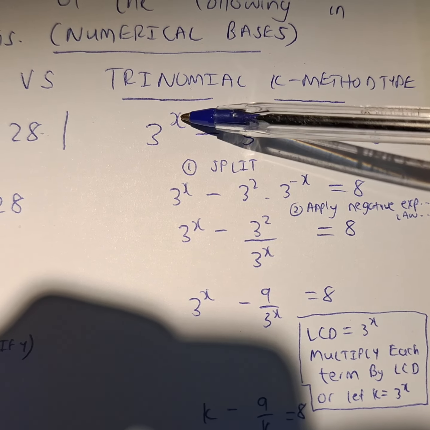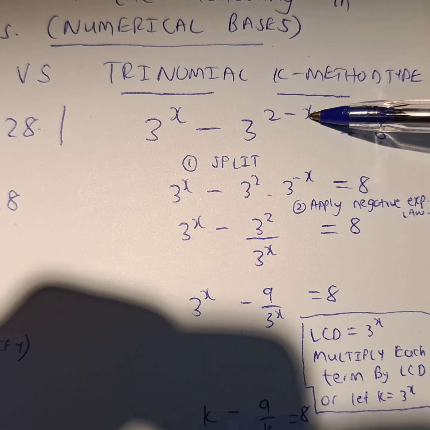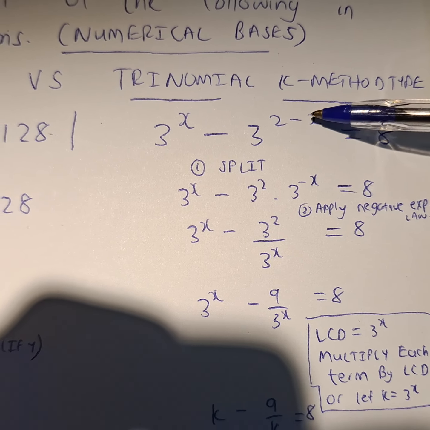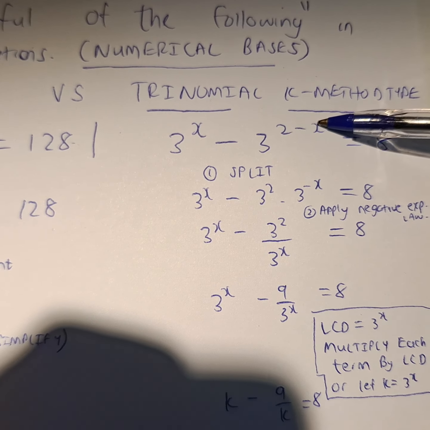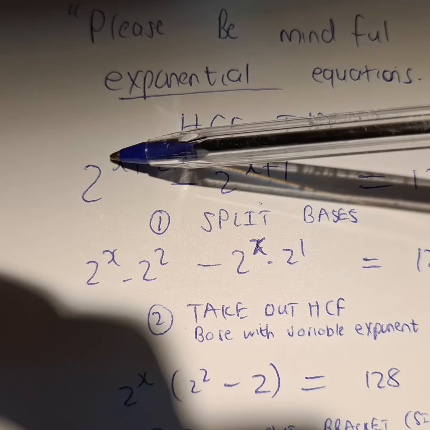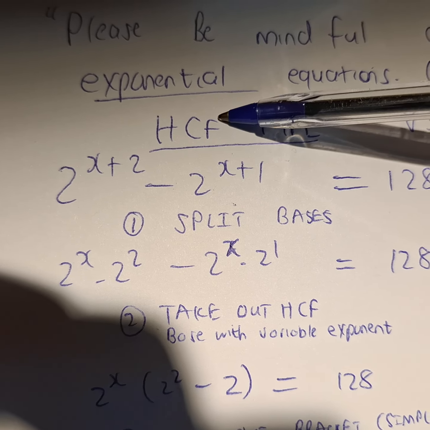It's the same even if, let's say there was positive 2x here and negative 2x as your coefficient, then we would also apply the trinomial K method type. So guys, as long as the coefficients for the highest common factor type, if it was 2x here and it was 2x, as long as they are the same, we know it's the highest common factor type.